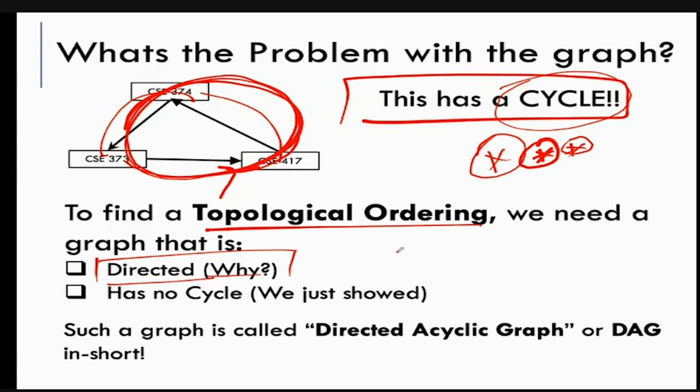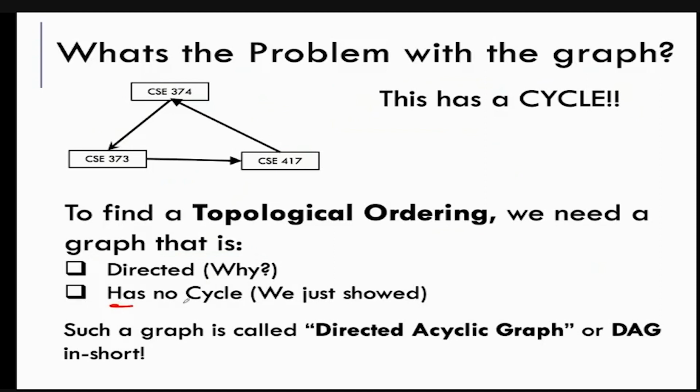Why? Because direction basically means you have to do this first and this second. So without any direction, there is no such dependency, right? So this edge does not mean dependency. But if you give a directed edge, then it means a dependency. And you have to do this first and this second. So our graph has to be directed.